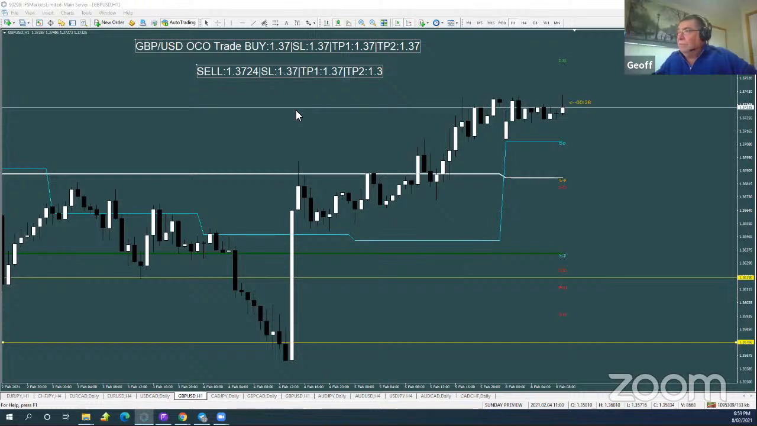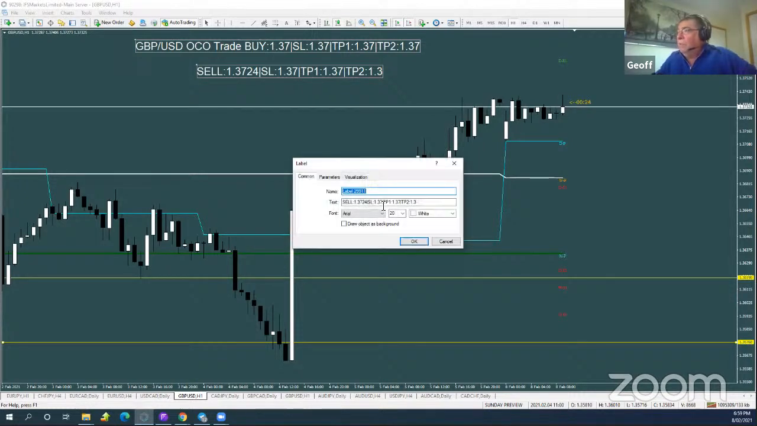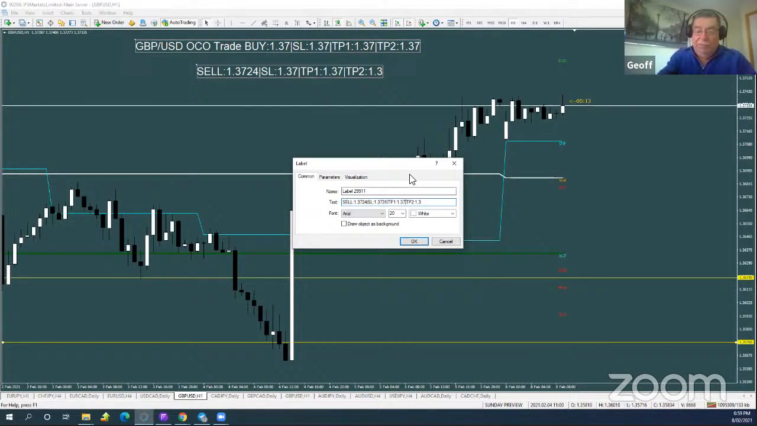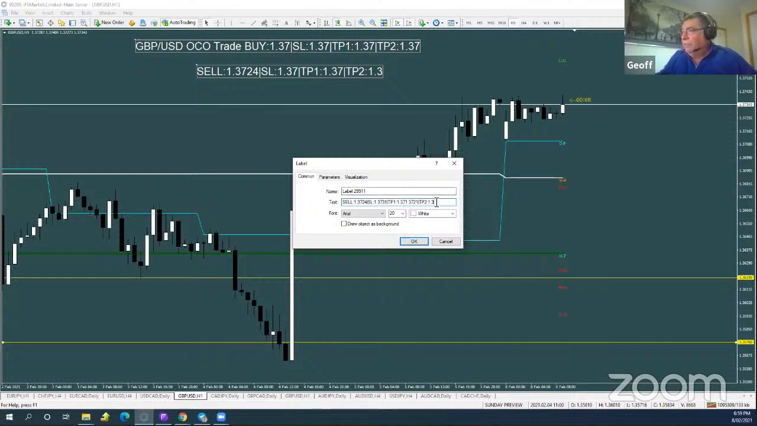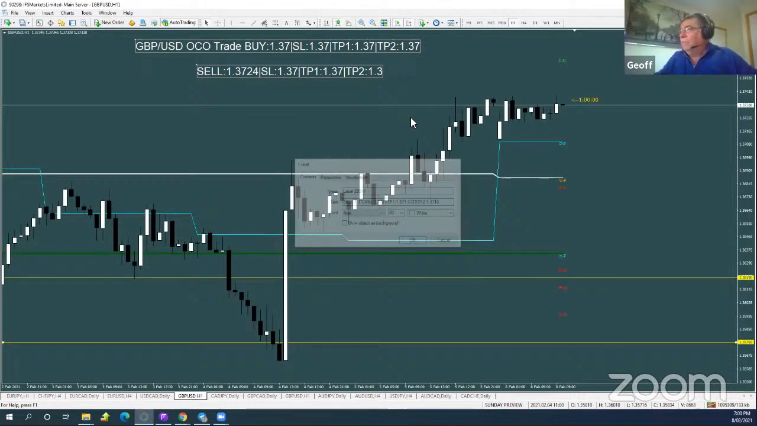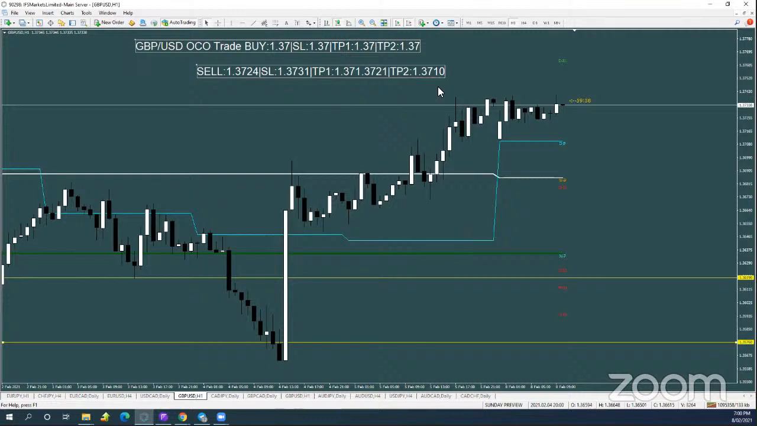So you've only got 7 pips of risk on that, which means our first take profit will only be 3 because we use half of the risk. So that makes take profit 1.3721. On the short, our TP2 will be double the risk, so that's 14 pips, so that'll be 1.3710. So there you go. We've got a new candle, so that is the short order.